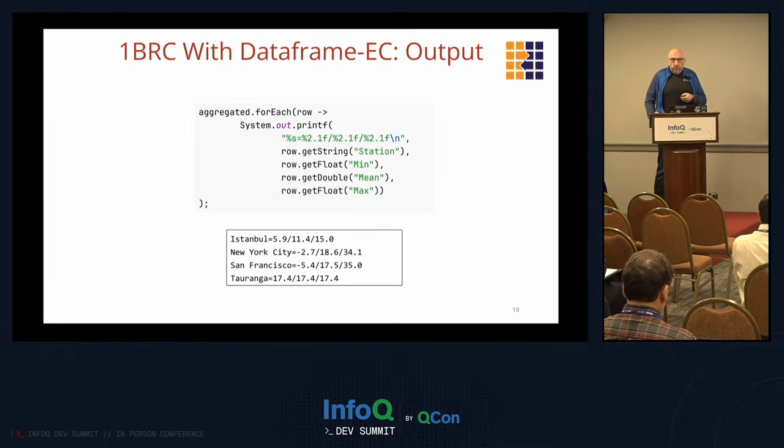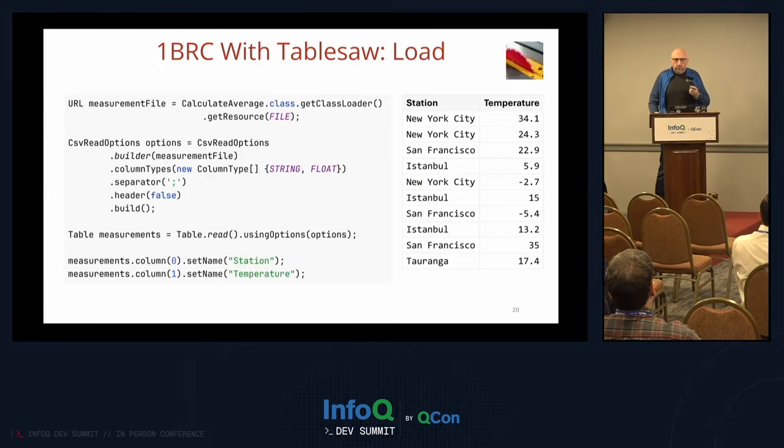Okay, and output just uses a standard for each pattern. We iterate over the rows of the data frame, and it takes a lambda where we pass in a row object, and then we just print it. So fairly straightforward and fairly similar to what we saw in Python.